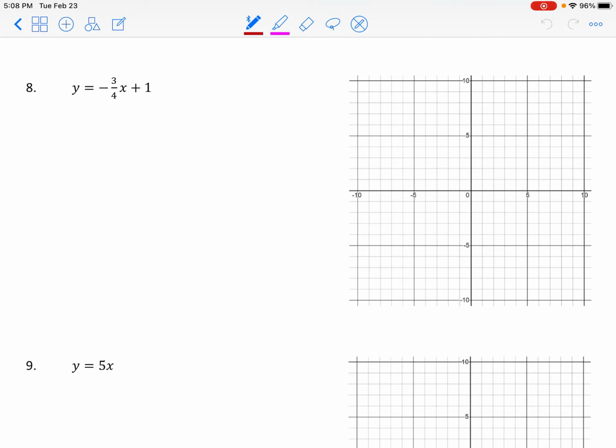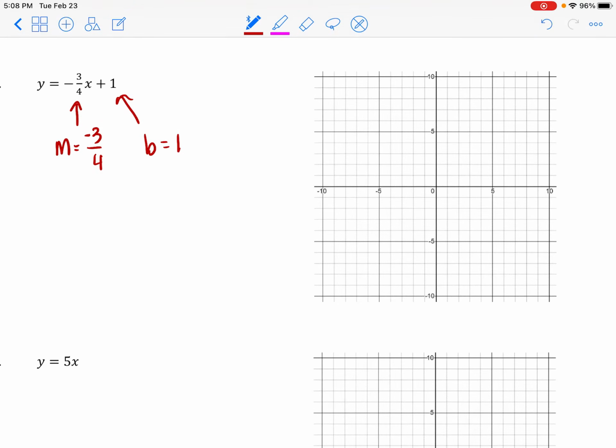If my slope is negative 3/4 and my y-intercept is 1, then I can begin on the y-axis at 1. And then if my slope is negative 3/4, that's telling me to go down 3 and right 4 to make my next point. So from my point at 1, I go down 1, 2, 3, and then I go right 1, 2, 3, 4, and I make a new point. And now I have 2 points to connect and make my line.